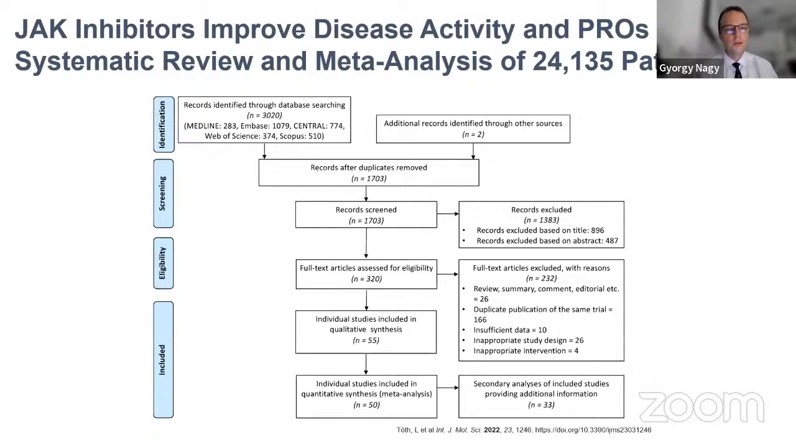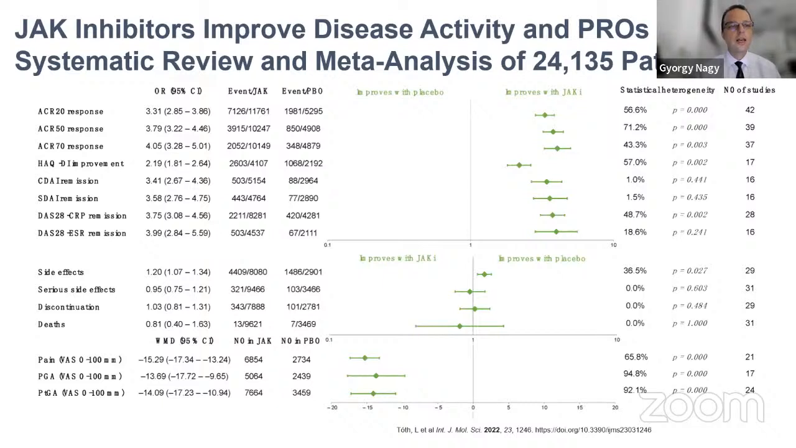So I would very shortly like to emphasize our recently published data regarding JAK inhibitors in rheumatoid arthritis. This is just the map of how we tried to do this meta-analysis regarding patient-reported outcomes in rheumatoid arthritis. This is a systematic review and meta-analysis of more than 24,000 patients. So a lot of literature was searched, and basically just the main results. Here you see always improves with placebo or improves with JAK. So this slide shows the JAK inhibitors compared to placebo.